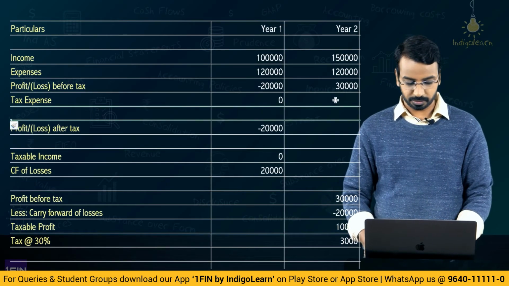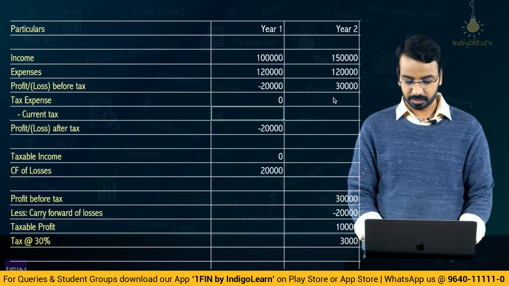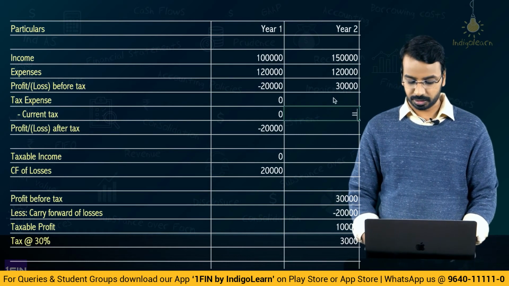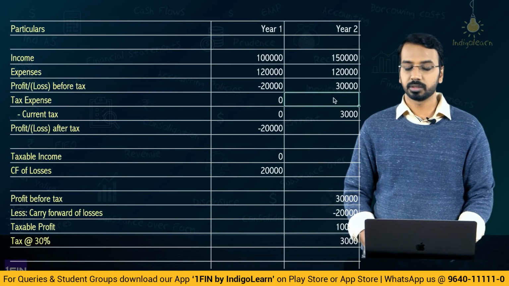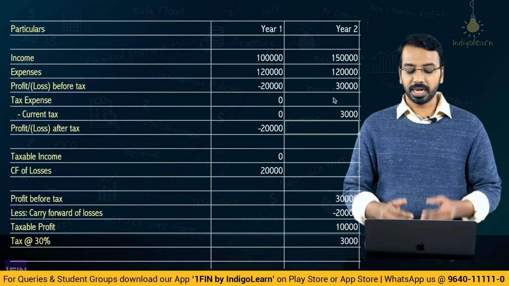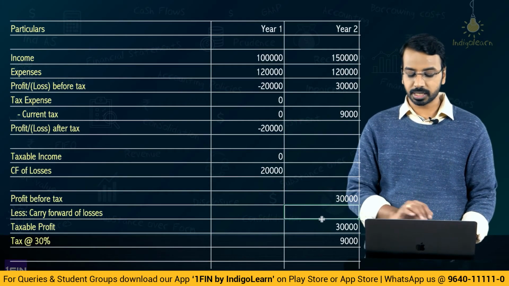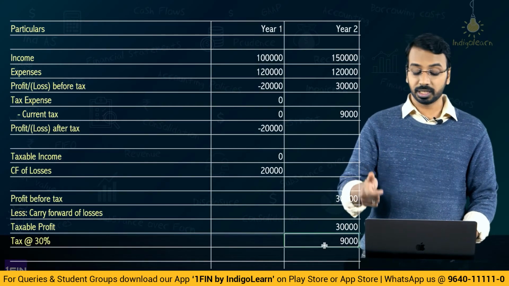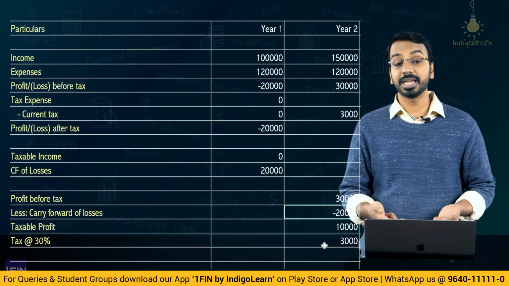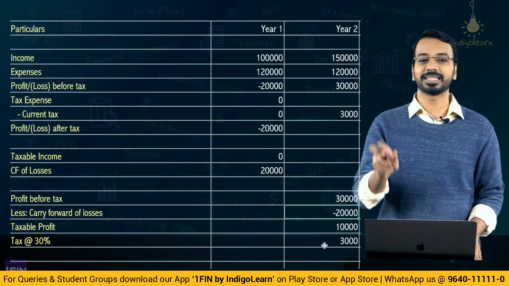So, here you will have a tax expense. I will add some lines here. Current tax 0, and here you have 3,000. Okay, 3,000. So, what is it? So, current tax expense is 3,000. Now, if you look at this, if there was no carry forward of losses, your tax expense would have been 9,000 because you have an income of 30,000. Now, because there is a brought forward loss which is adjusted, you are paying less tax in year 2.